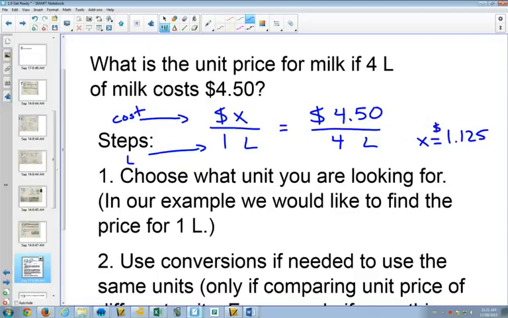1.125. Now if we're talking money, we'd probably round this to $1.13, because you couldn't have that extra half a cent. So it's $1.13 per liter. And when we write a unit price, we want to say exactly what it is, so we'll add that extra per liter, because that's how much it's going to cost us for 1 liter.